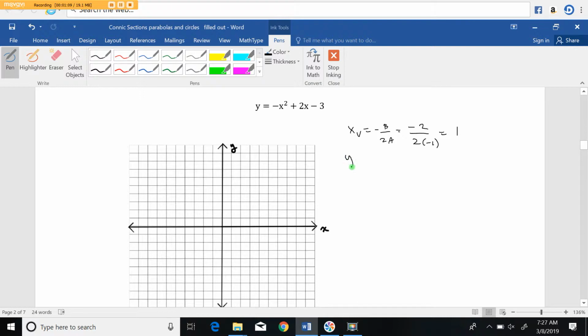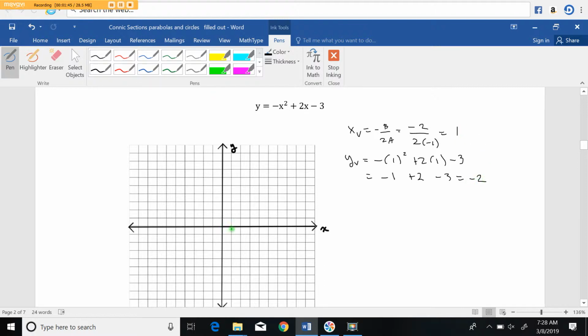All right, the y-coordinate of the vertex, we'll go ahead and plug that into this equation here. So that's going to be negative 1 squared. Now this minus sign is in front of the x, so that's not being squared, plus 2 times 1 minus 3. All right, let's see what we get out of that. So this is going to be negative 1 plus 2 minus 3. 1 minus 3 looks like negative 2. So the vertex of this parabola is at the point (1, -2).